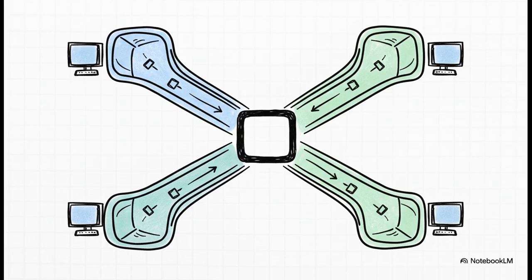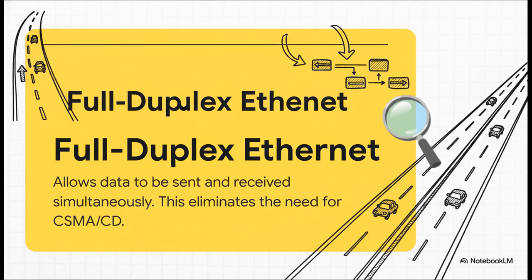Instead of one giant, chaotic mess of a collision domain, a switch creates a tiny, dedicated, collision-free lane for every single device plugged into it. It was like giving every single conversation its own private, soundproof room. And because these links were now private, it enabled something incredible called Full Duplex Ethernet.